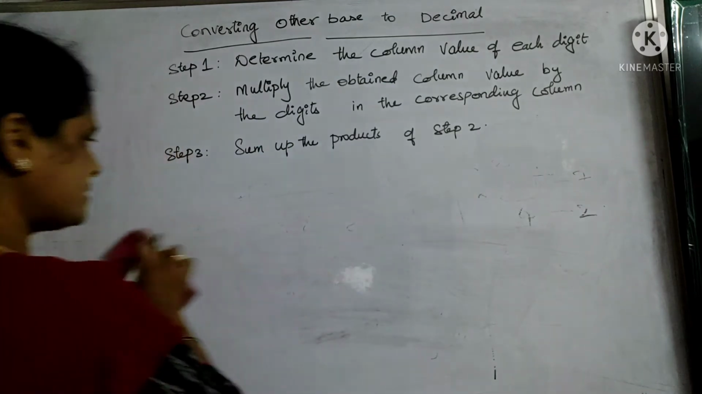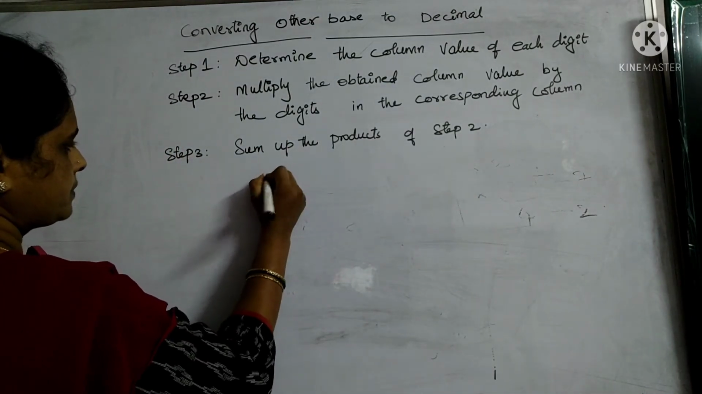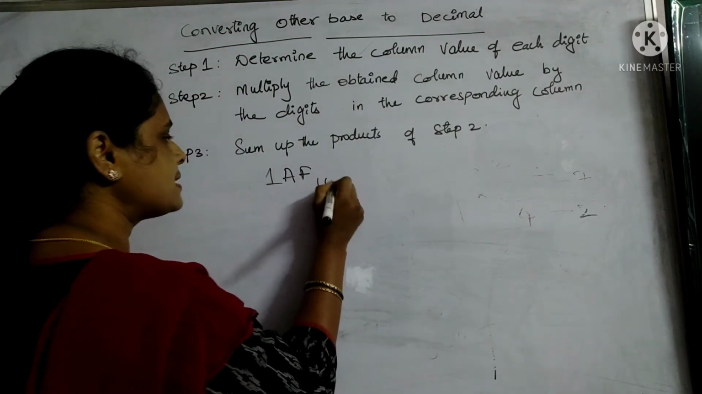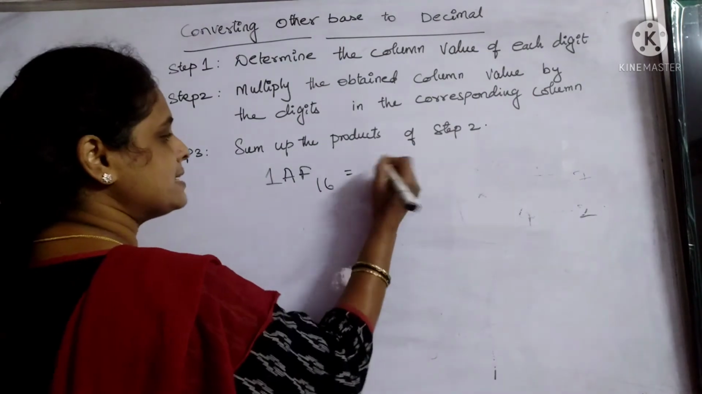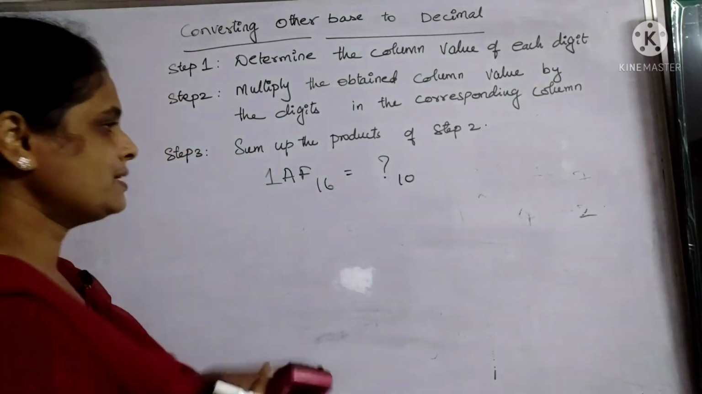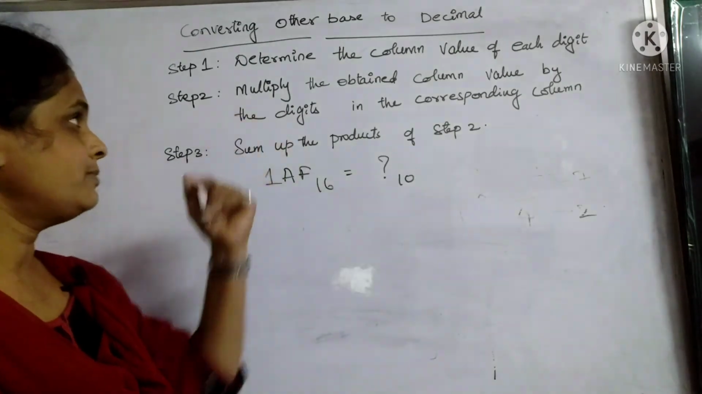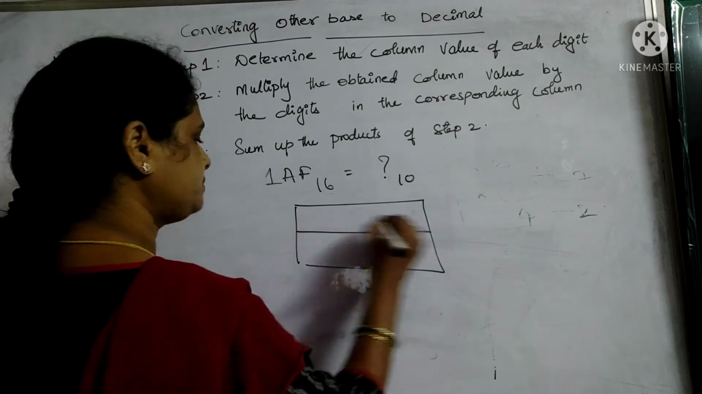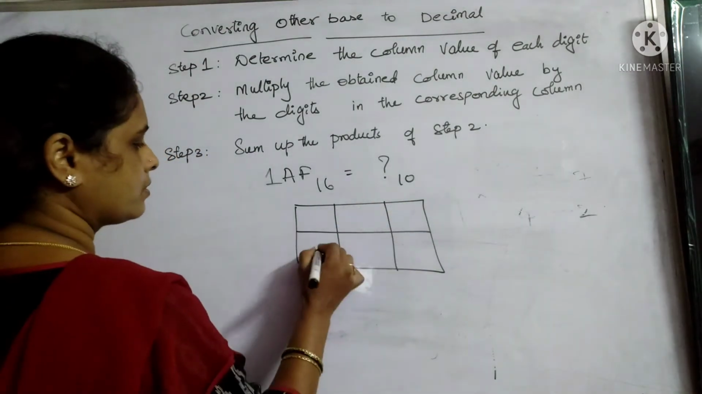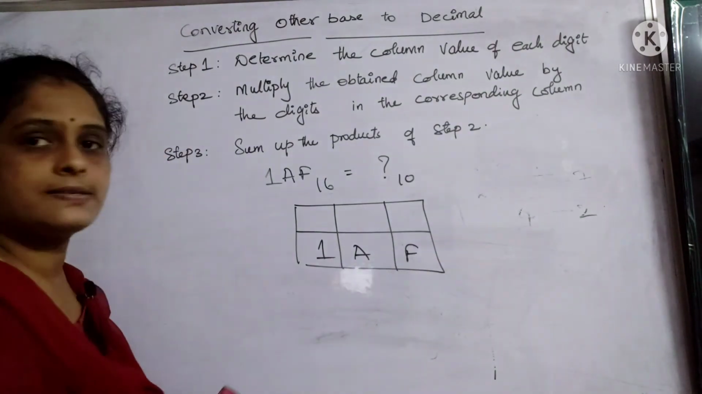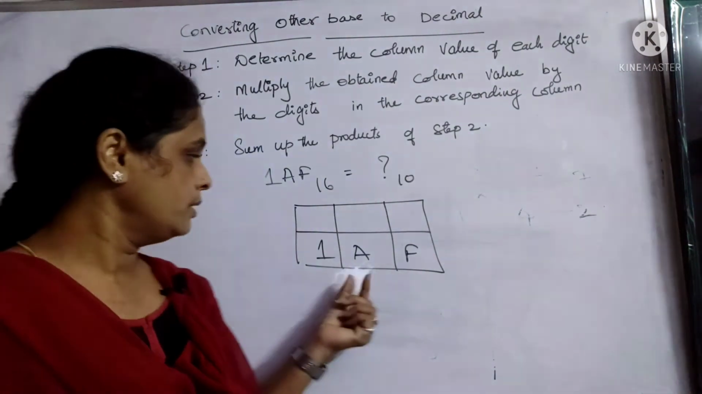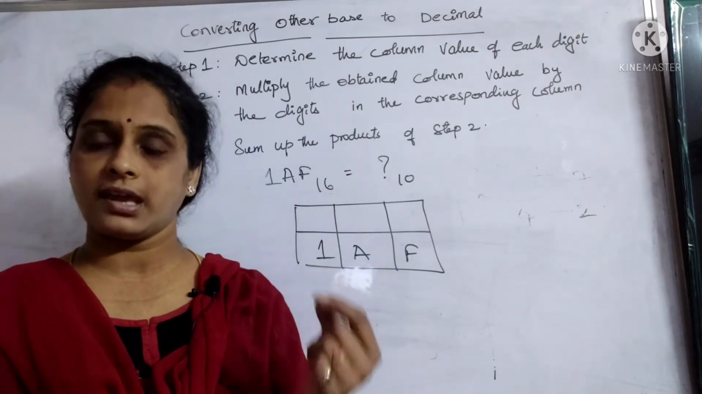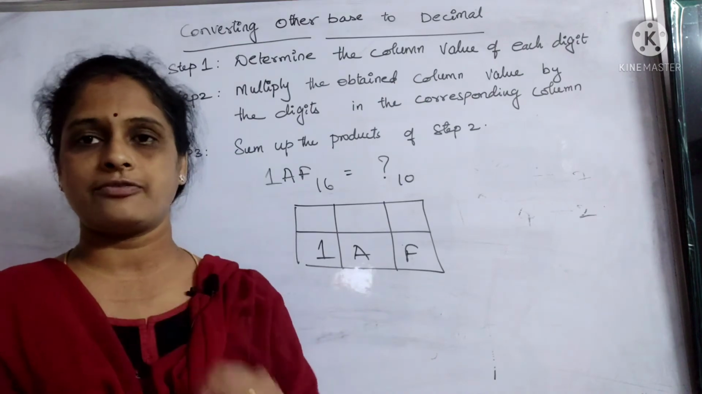For example, we have a hexadecimal number 1AF. Now this 1AF is in base 16. I wanted to find out the decimal equivalent of it. How much is it equivalent to? I need to find that out. So obviously we'll follow the same steps. First of all, you take down 1AF, and as we discussed earlier in the previous video, in the hexadecimal number system we have 0 to 9 and A to F, where A is 10, B is 11 and so on, F is 15.